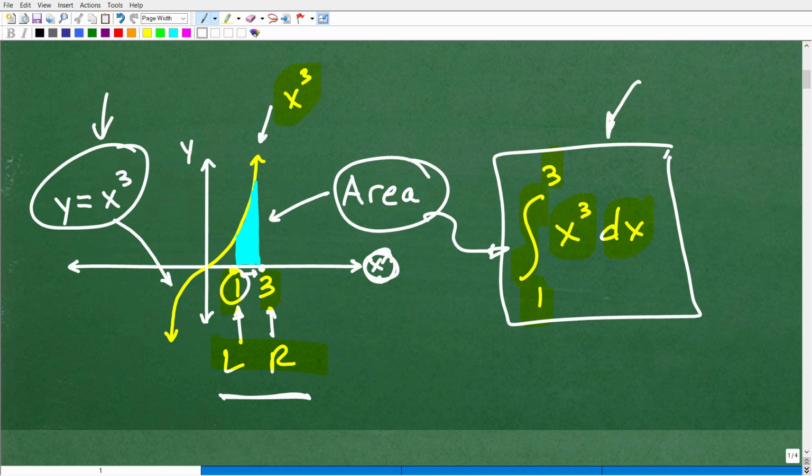So if we figure this out, we're actually going to find the area. All right, so let's get to it.